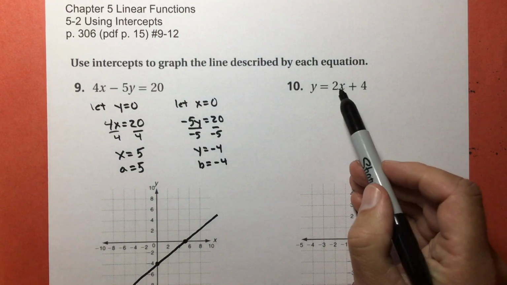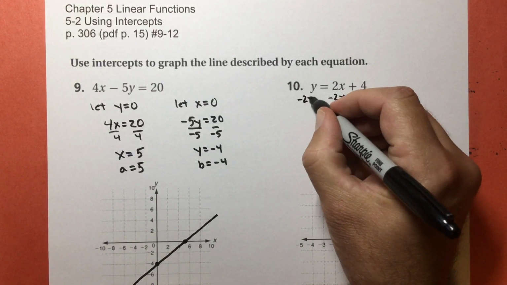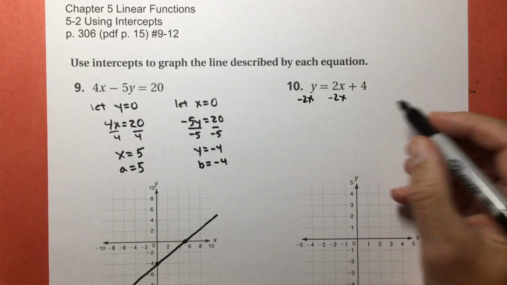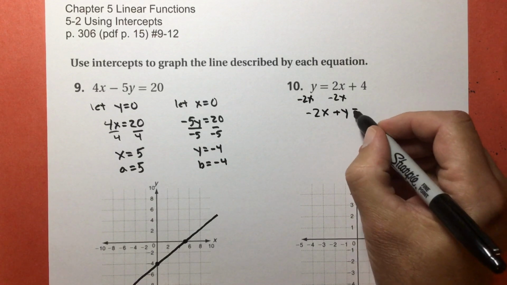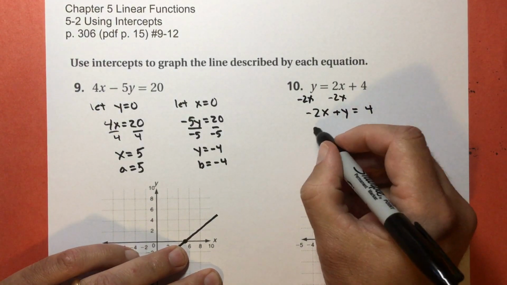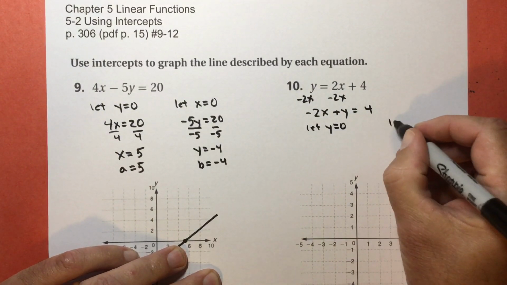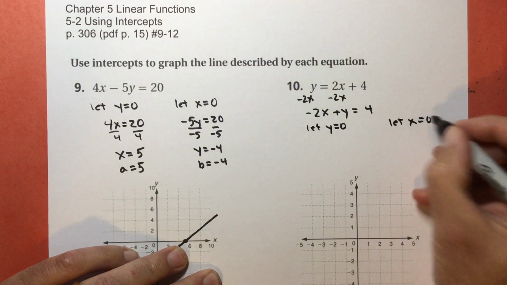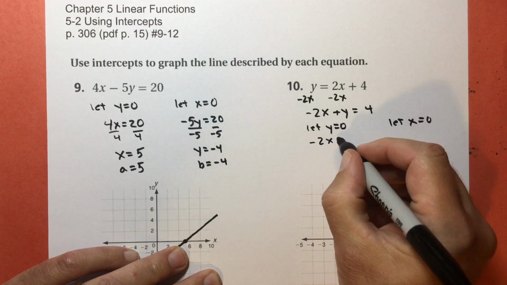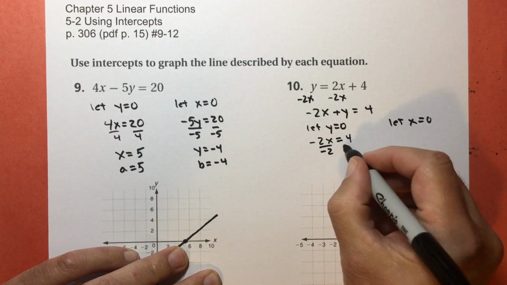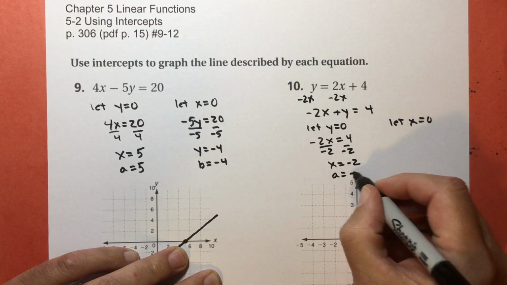Problem number 10. I'm going to move that 2x to the other side by adding negative 2x. So I end up with negative 2x plus y equals 4. Same thing like I did over here. I'm going to let y equal 0, and then after I do that, I'm going to let x equal 0. So y equals 0, I get negative 2x equals 4. X equals negative 2, so my x-intercept is negative 2.